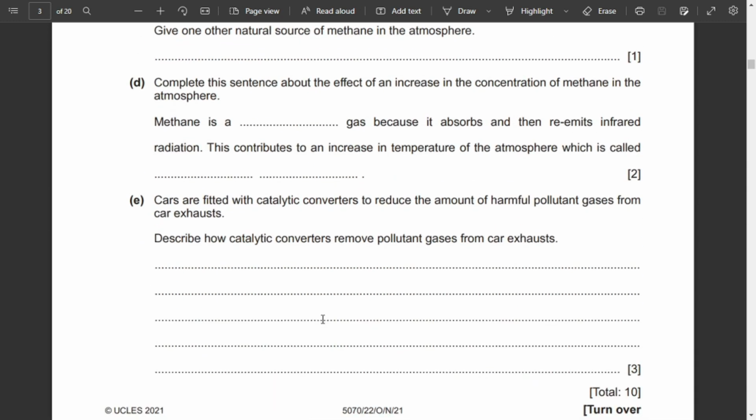Moving on to part E, cars are fitted with catalytic converters to reduce the amount of harmful pollutant gases from car exhaust. Describe how catalytic converters remove pollutant gases from car exhaust. So first of all, try to understand the question. Here we're talking about catalytic converters, which are basically something that reduces the harmful gases released into the environment. That means it does a few processes due to which harmful gases are less harmful when they are released. They're not as harmful as in their natural form.